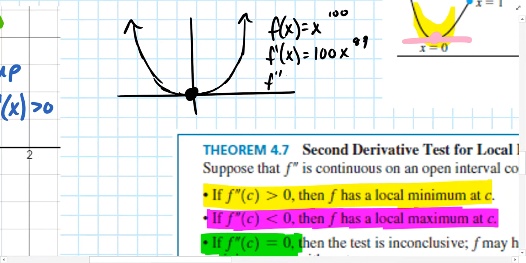The second derivative is 9900x to the 98th power. Well, the second derivative would equal 0 when x itself is equal to 0. So the second derivative in this particular case is equal to 0, but that doesn't tell us anything about concavity.